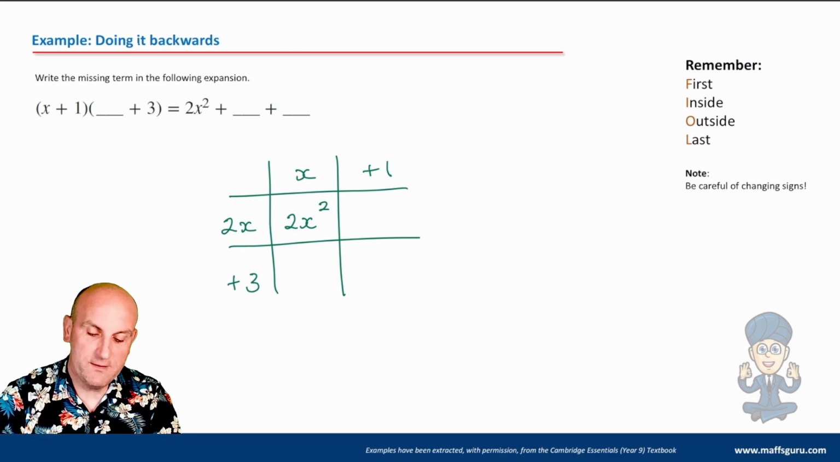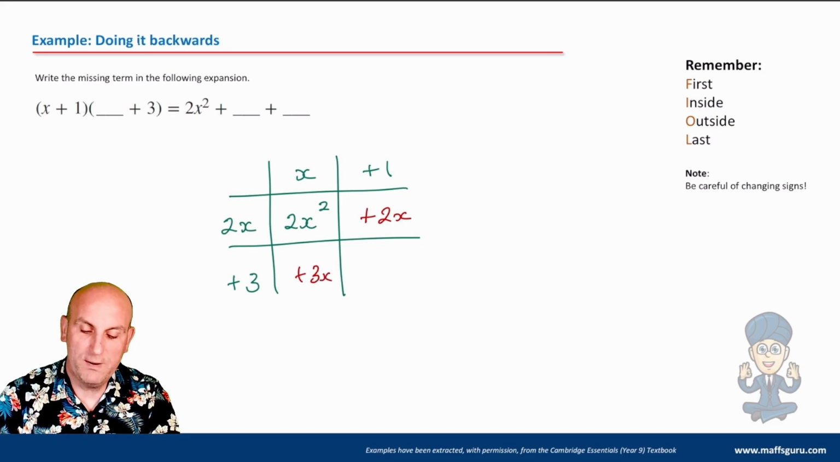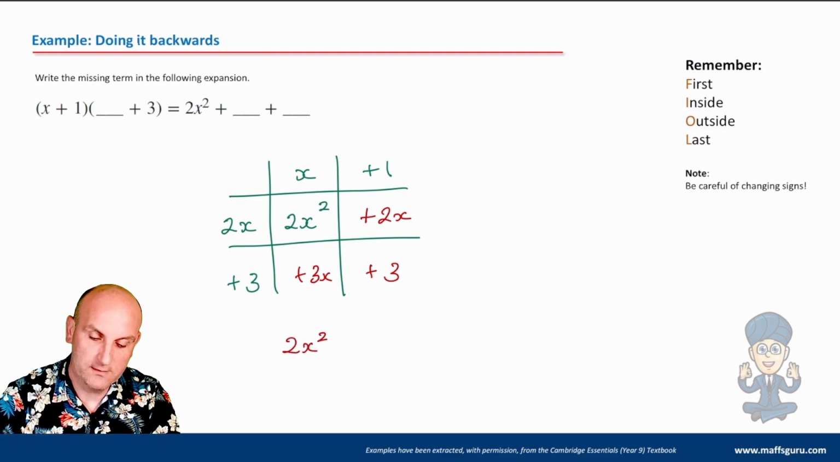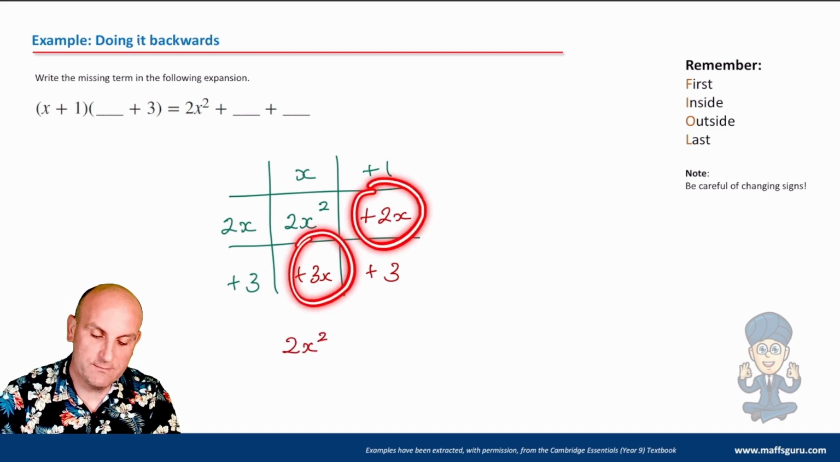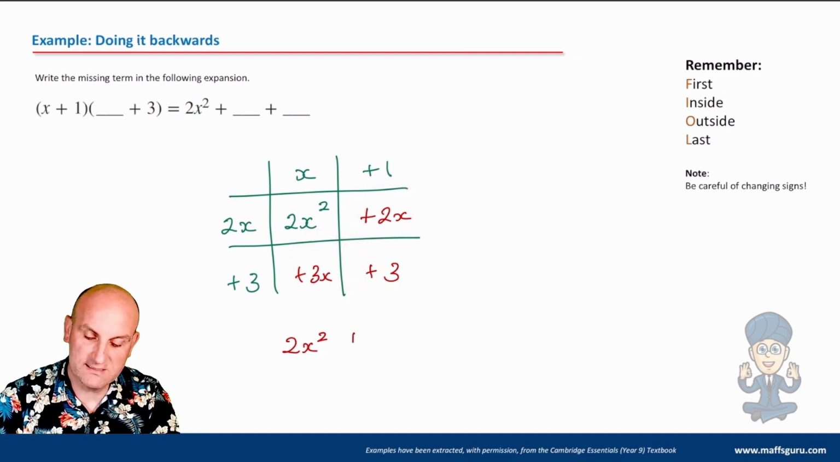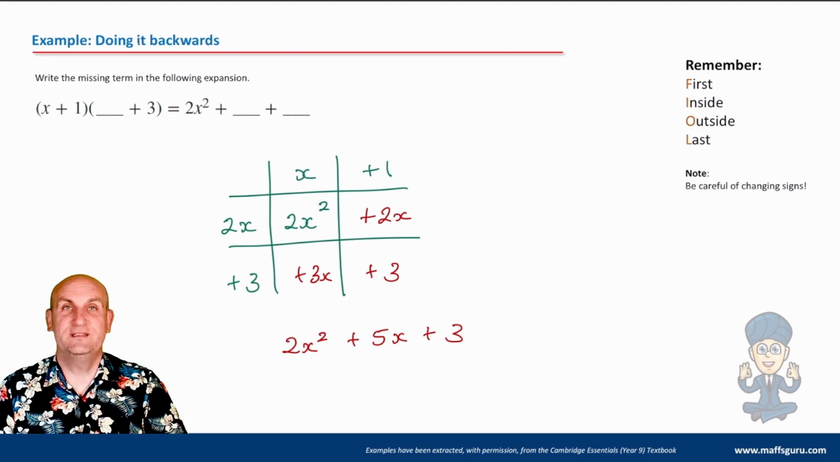Can I now find my missing values? Absolutely, because I'm now going to fill in the rest of my table. So 2x times plus 1 is plus 2x. x times plus 3 is plus 3x. Plus 1 times plus 3 is plus 3. And now I'm just going to simplify it, because that's going to give me 2x squared. Let's add the plus 2x and the plus 3x, which is going to give me plus 5x, and plus 3. I love this grid method.